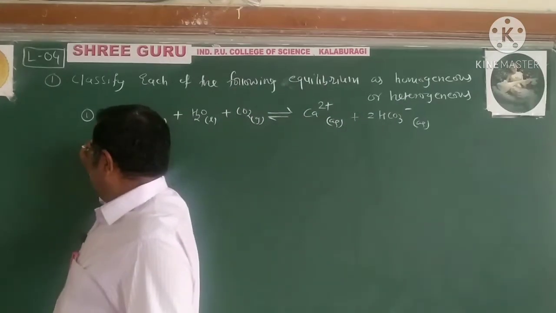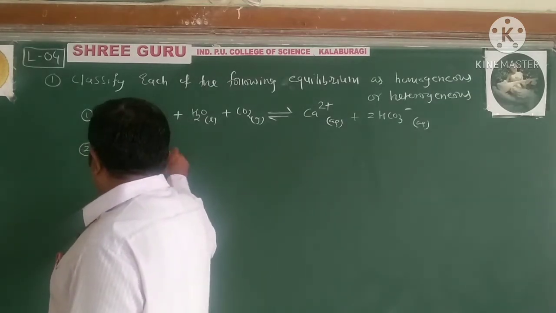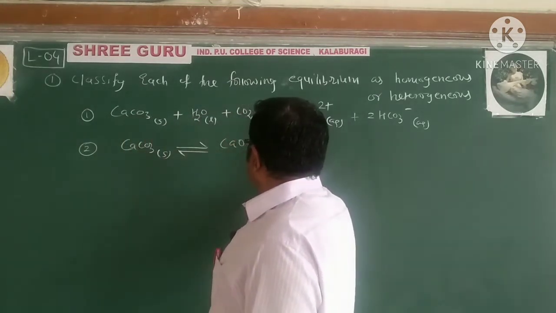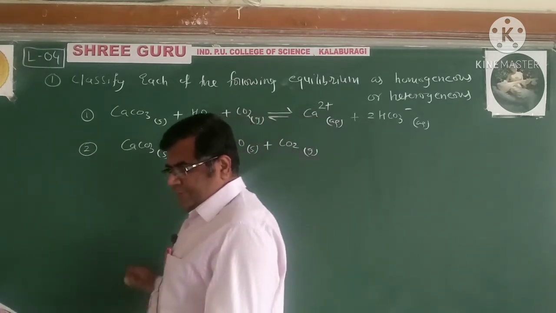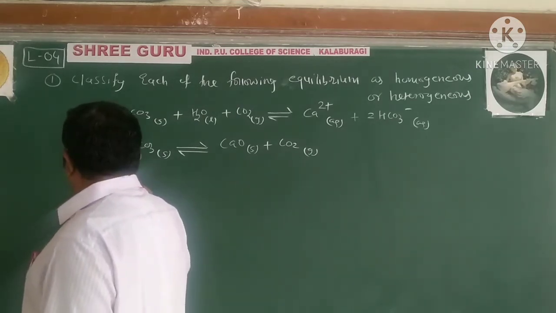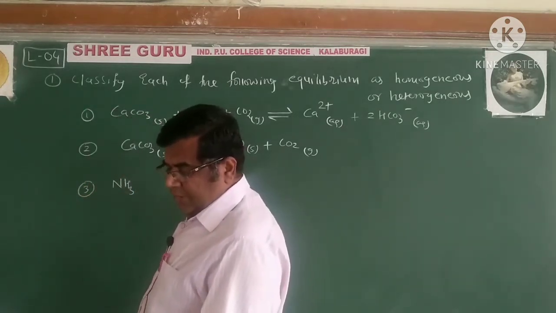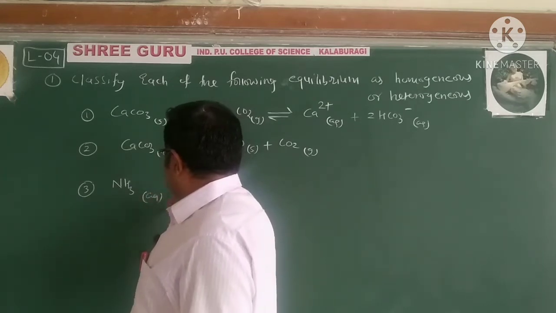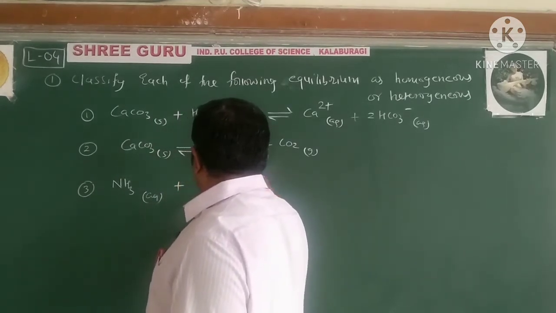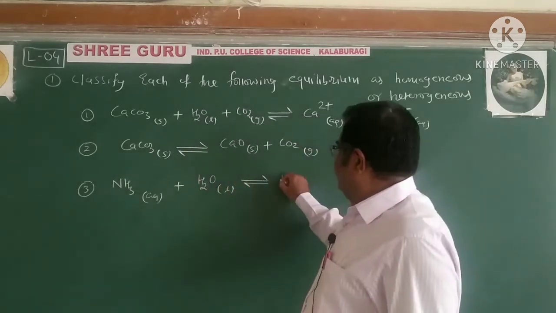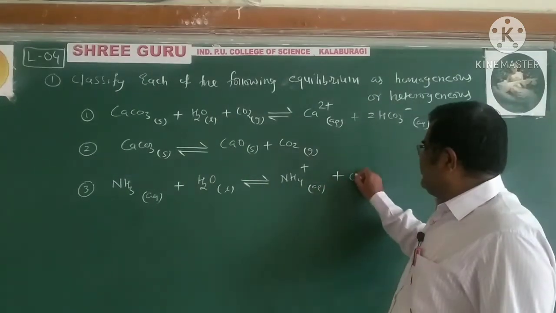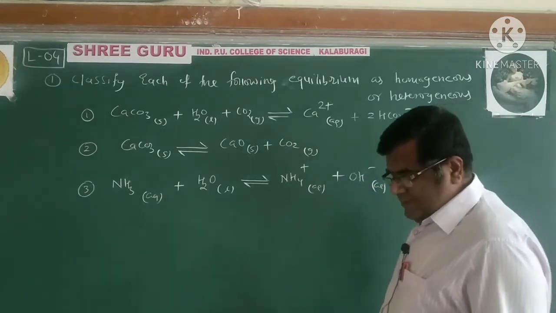Next is CaCO3 solid, reversely gives CaO solid plus CO2 in gaseous state. Third is NH3 in aqueous state plus H2O also in liquid state. Ammonium ions are formed, which are again in aqueous state, and OH minus ions again in aqueous state.